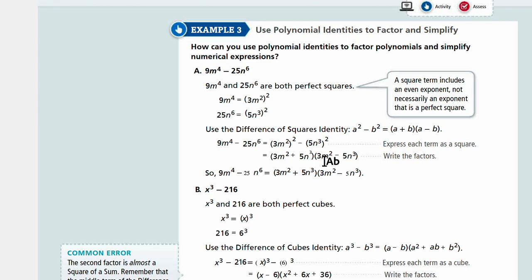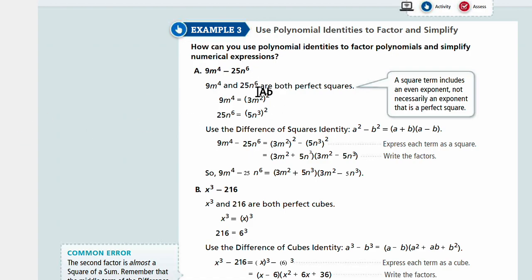So first of all, we have to identify our forms, and so we have to compare them with the identities we've learned, and then we have to use them when we identify what's A and what's B, and then we can just plug it in and simplify. So let's look at several examples here. Look at part A.